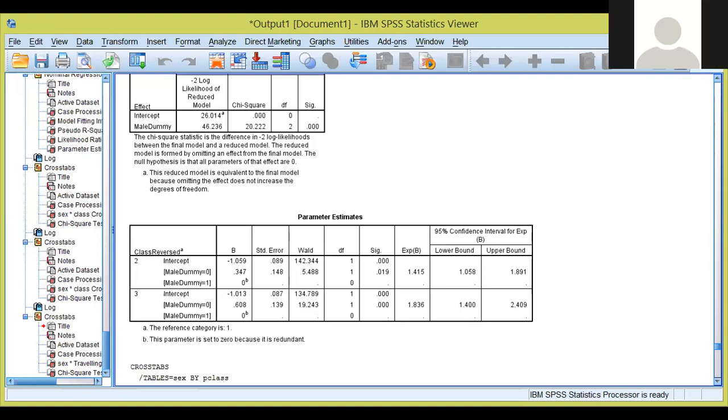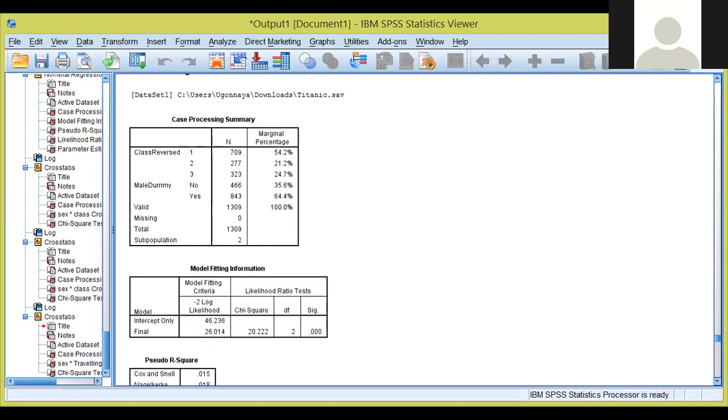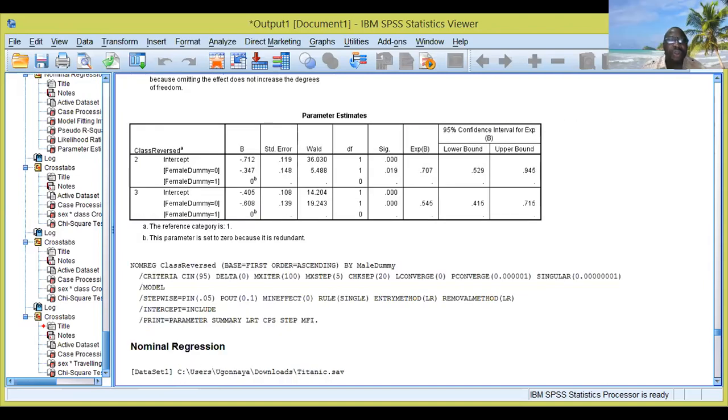Exactly. Look at it. Go up to the first one you ran. Scroll. Here, female is 0. The computer just arranged it to make the one you put as 1 the reference. They make it the reference, so the reference category is 1. So it's telling you how many times male are more likely to be in second class. Of course, it's less likely, that's why it's negative. Look at the odds ratio.